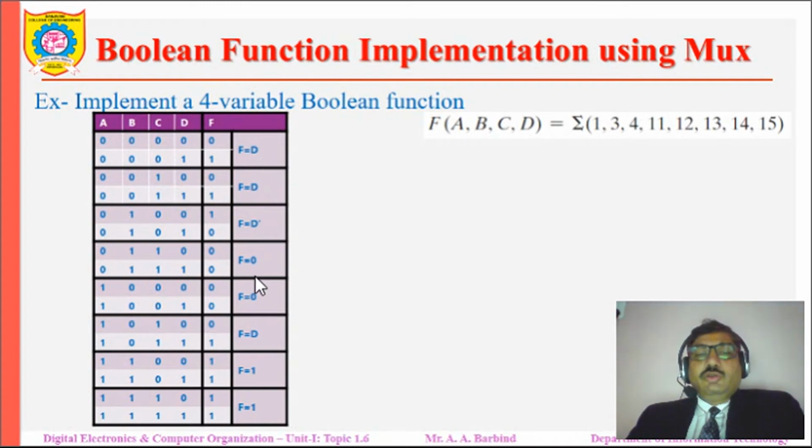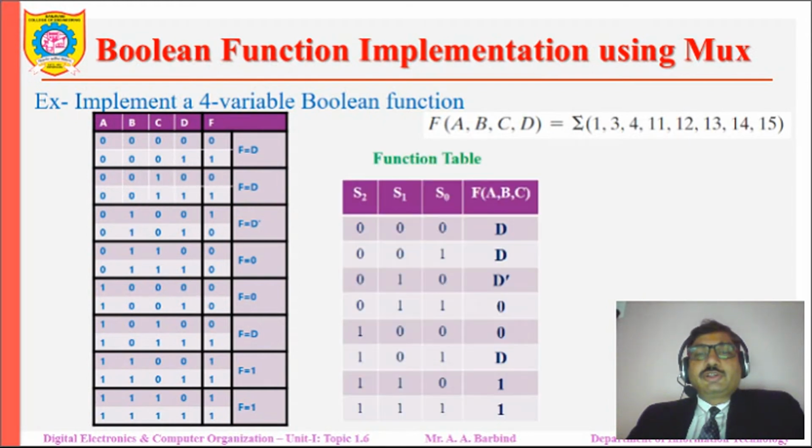So your f is either 0 or 1 or d bar, but of course it is true for the pair of rows only. Now from this we write a function table for the multiplexer. So if we take an 8 is to 1 multiplexer, it will be having three select lines.